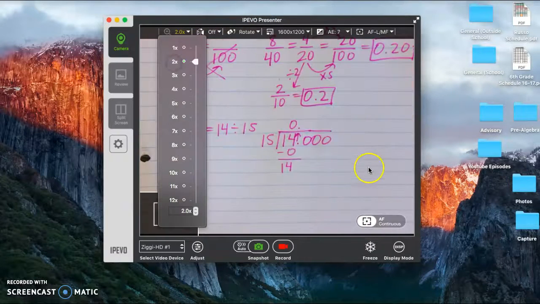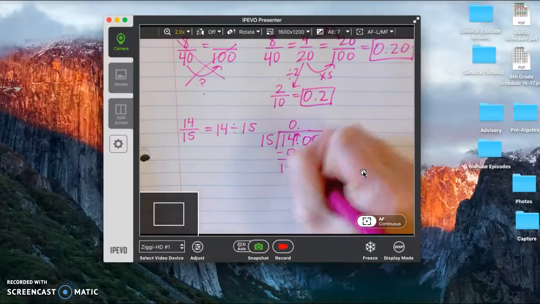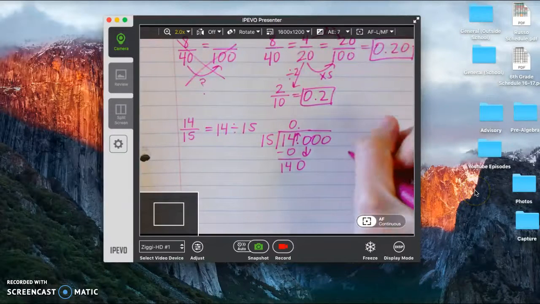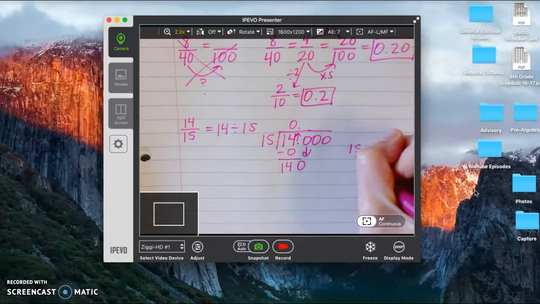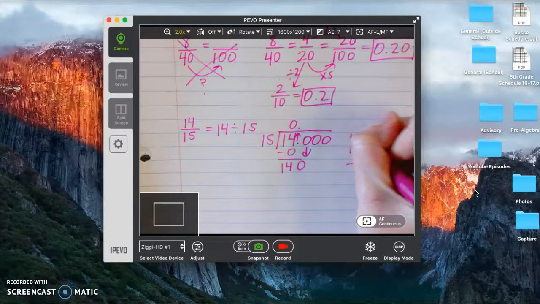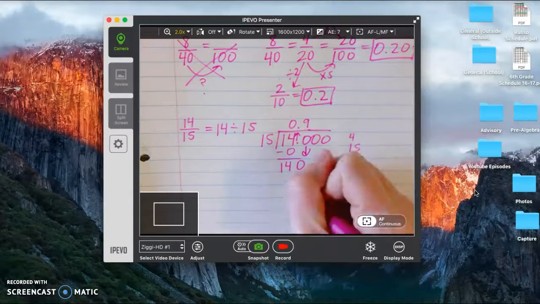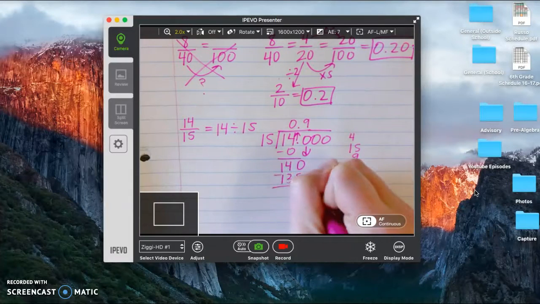So then I can pull down my 0. 15 is going to go into 140. That's when we come over here and we try some stuff. So I'm going to try 15 times 9. So that would be 45. That'd be 135. Perfect. That one works. So I'm going to put my 9 here. 15 times 9 is 135. I subtract and get 5.